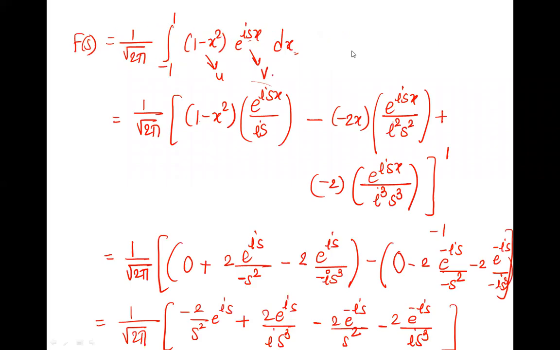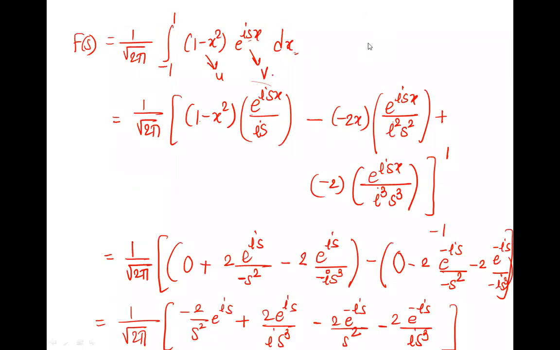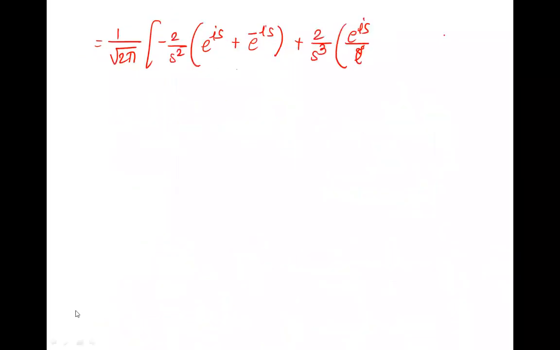What is there inside? e raised to isθ upon i. Check once. e raised to is upon i, and minus e raised to minus is upon i. Okay, there is a plus. So what will we need here?